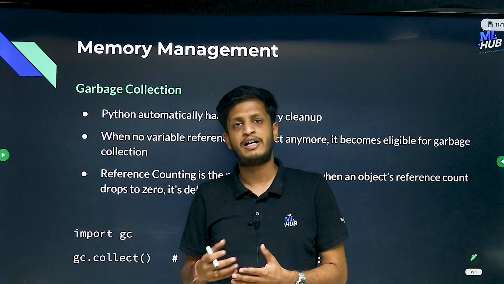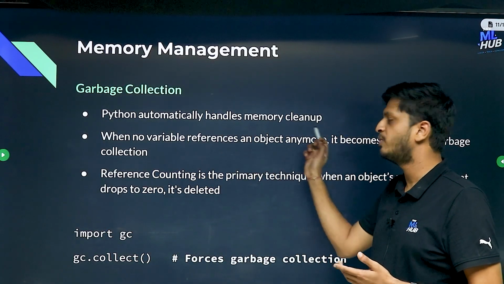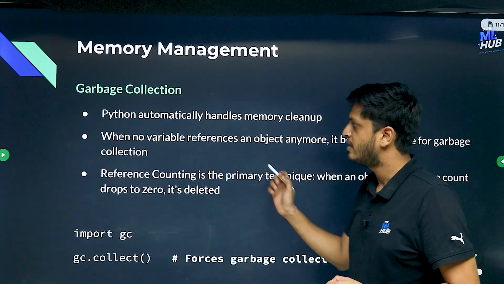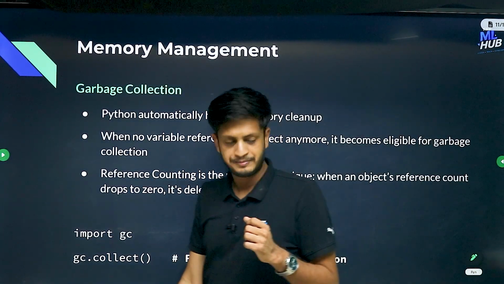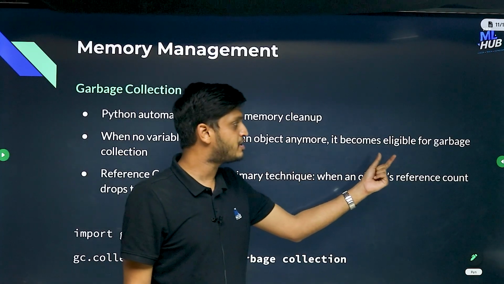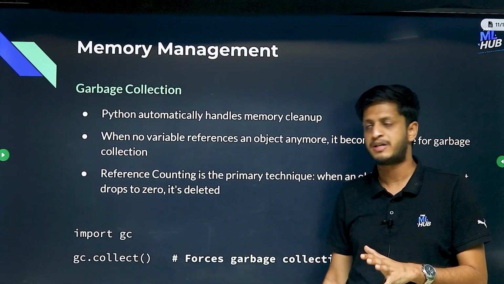Once in a while, it will try to collect all the garbage present. So Python automatically handles memory cleanup. You don't need to do it. When no variable references an object anymore, it becomes eligible for garbage collection. It becomes eligible for garbage collection because that is garbage.